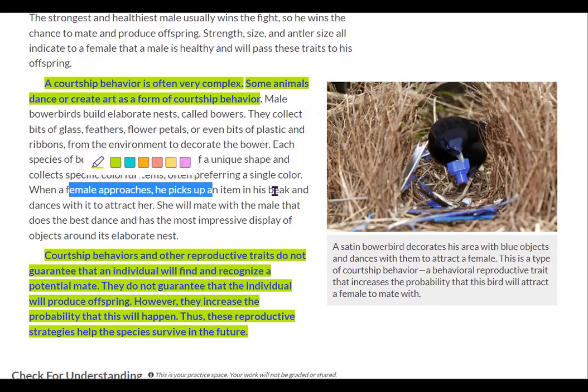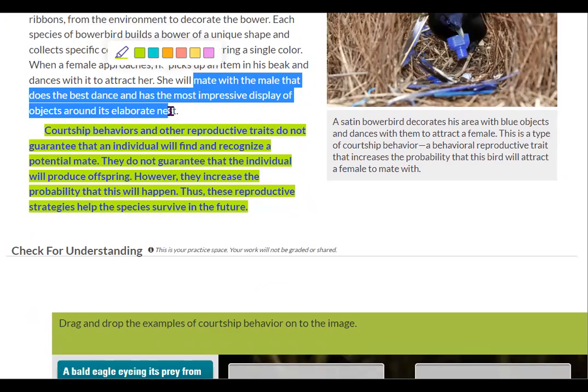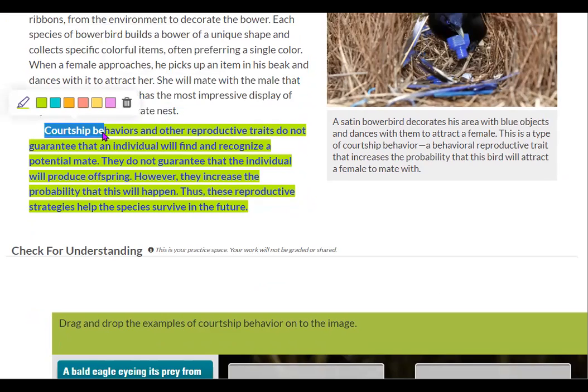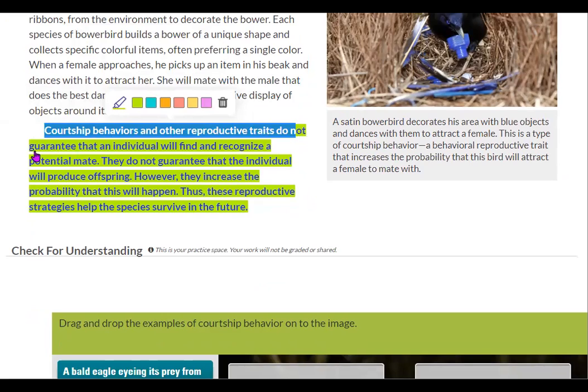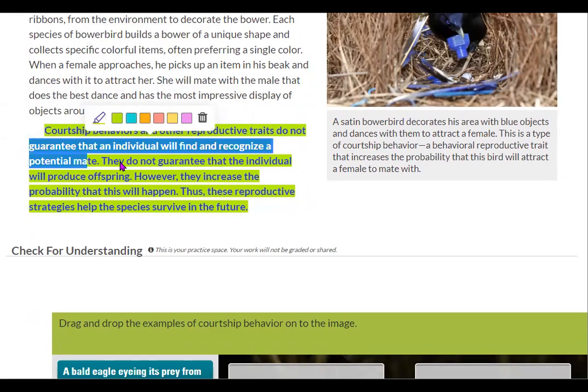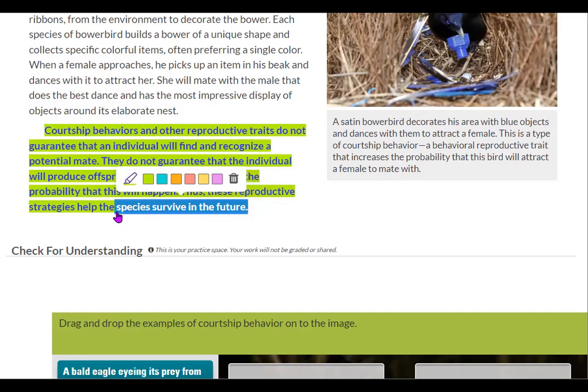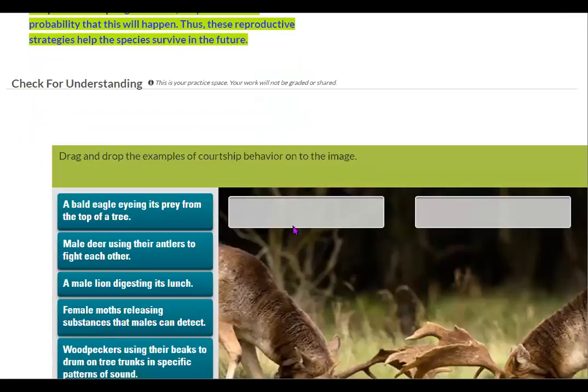And when a female approaches, he will pick up an item with his beak and will dance with it to attract her. Right. She'll mate with the male that has the best dance and has the most impressive display of objects around its elaborate nest. Courtship behaviors and other reproductive traits, again, they don't guarantee that an individual will find and recognize a potential mate. They don't guarantee that they'll produce offspring, but they increase the chances that both of these things will happen and that that species could survive better in the future.